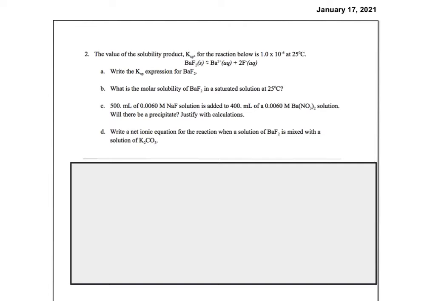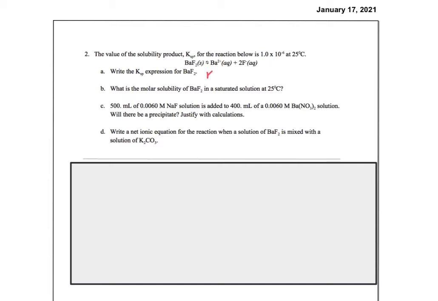This problem says that the solubility product constant, KSP, for the reaction is 1.0 times 10 to the negative 6. Remember, KSP is describing the equilibrium position of a very specific type of equation. It's when an ionic solid breaks into the ions. So K is just the equilibrium constant. KSP is the specific type of reaction, solid breaking apart. So the first question is, what is the KSP expression for BaF2?